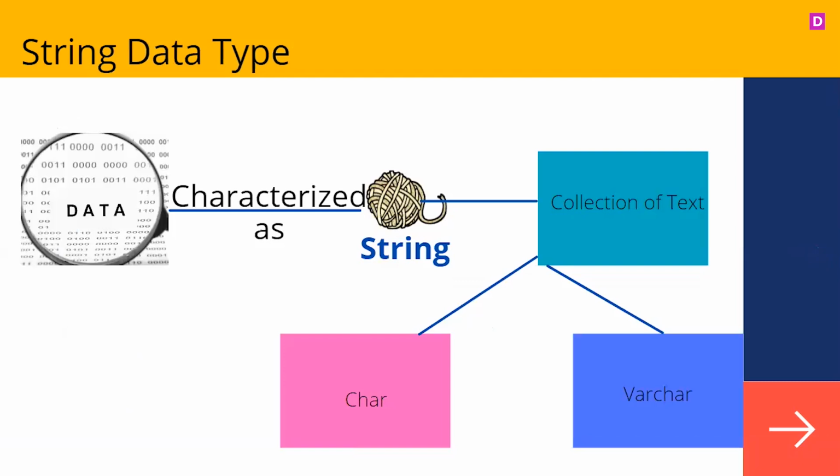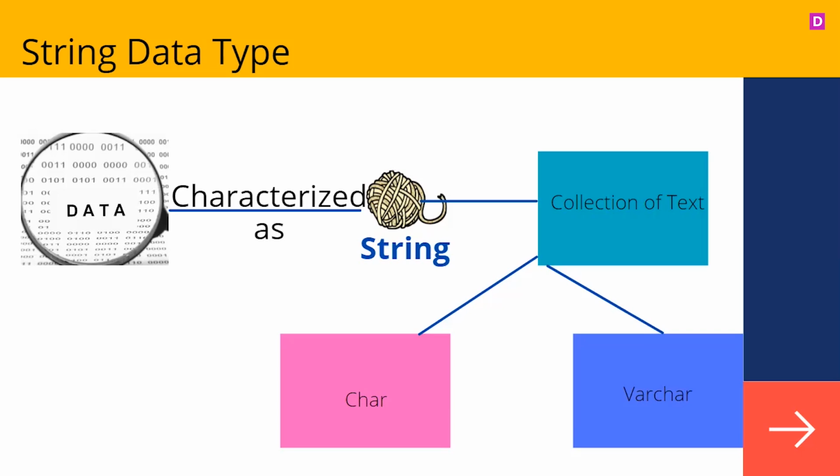Now let us look into each one of these data types in a short manner. So how do you identify a string data type? I showed you an example. If you take a customer name, the customer name consisted of only names, meaning the data's value is going to be a combination of text. So whenever the value of a data is going to be a collection of text, you consider that corresponding data type as a string data type.